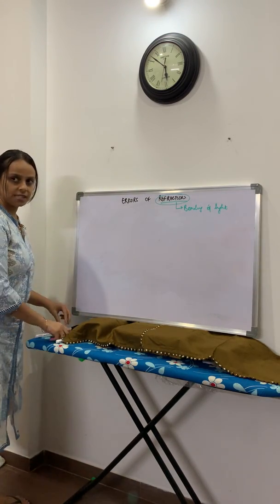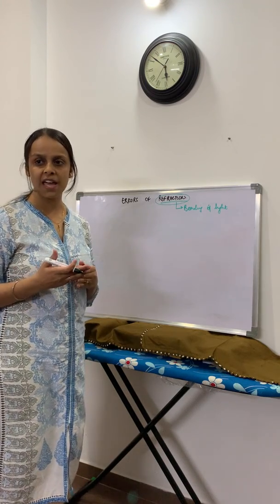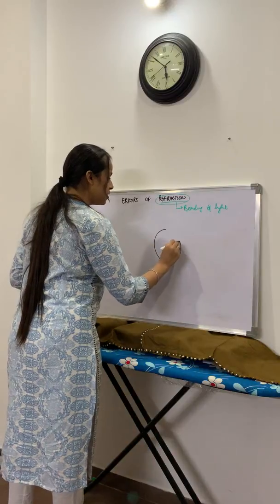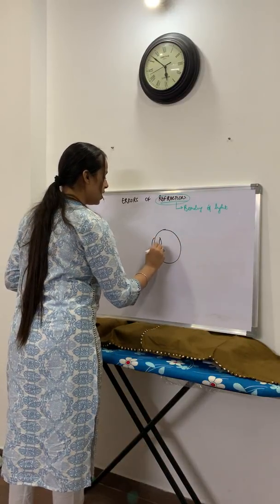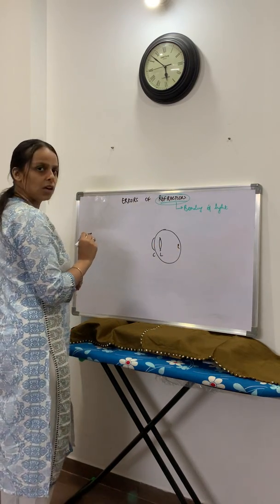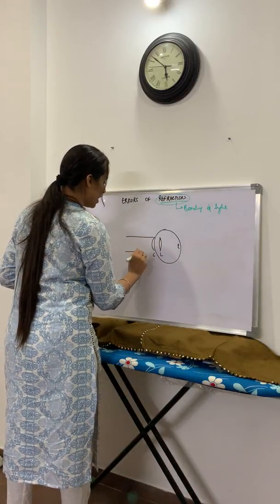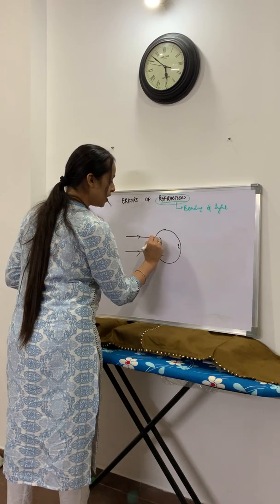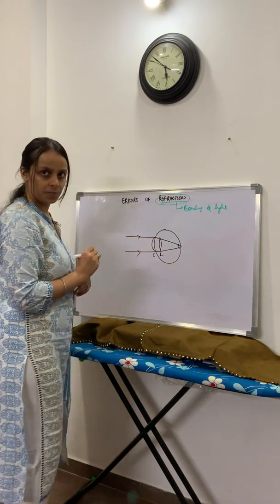I'm sure all of us are very much aware of the refractive mechanism, the focusing mechanism of the eye. So if this is the eyeball, this is the cornea, this is the lens, and this is the retina. So when the accommodation is at rest, the parallel rays of the light will come, and after getting refracted from the cornea and the lens, they will come to form a focus at the retina.